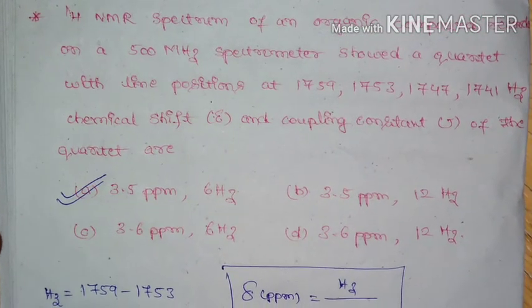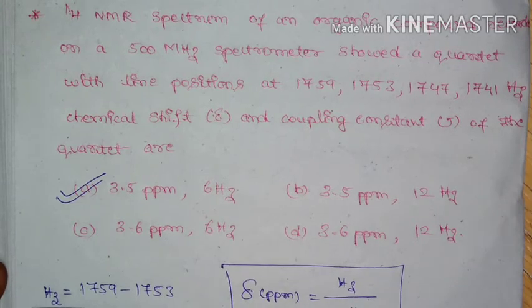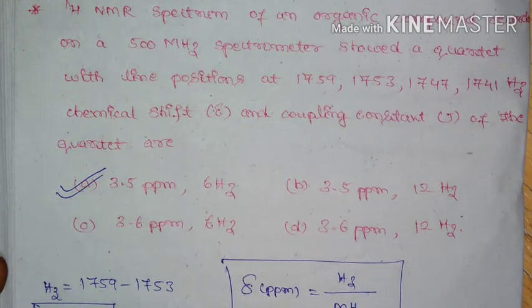Next question, in proton NMR of an organic compound recorded on a 500 MHz spectrometer showed a quartet with line positions at 1759, 1753, 1747 and 1741 Hz. Chemical shift and coupling constant of the quartet are: so correct option is A, that is 3.5 ppm chemical shift, and 6 Hz is the coupling constant.